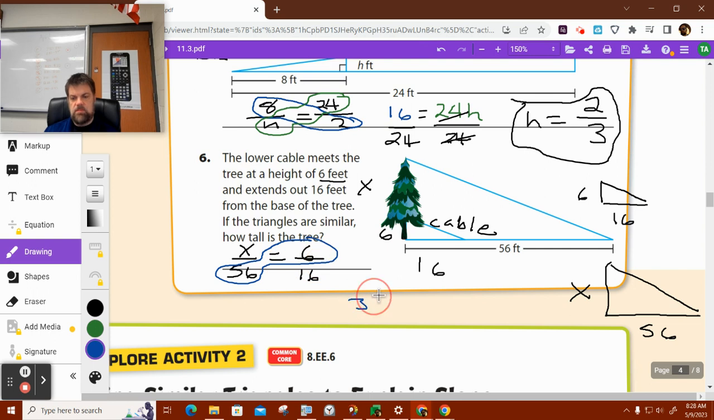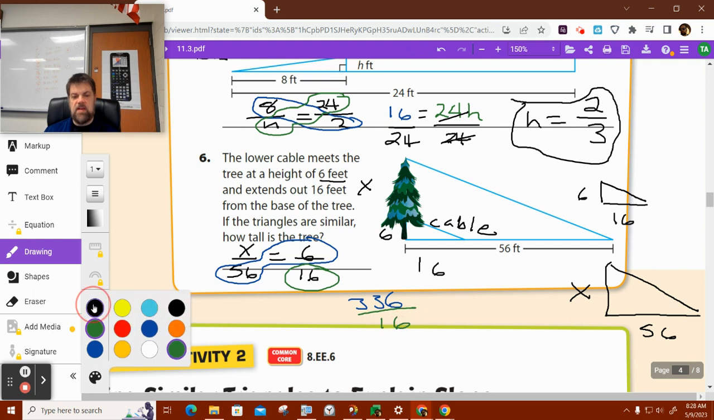336, you say? And then another thing you could do is it's also called the bat and ball method. So I could divide by 16, and that'll give me my x. Right? Do you guys realize that?